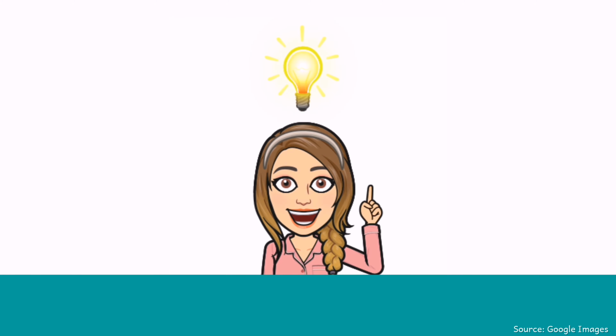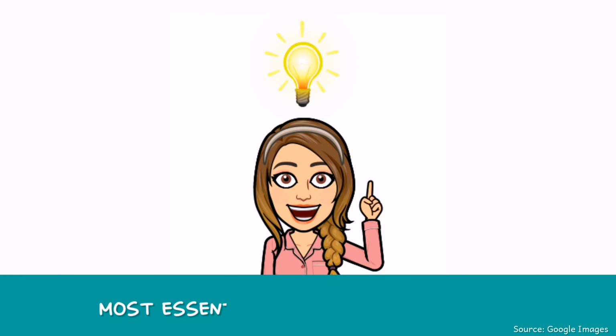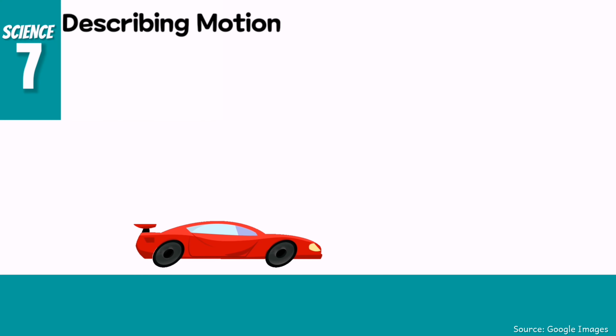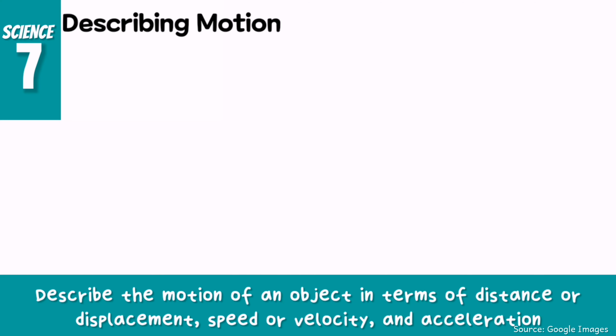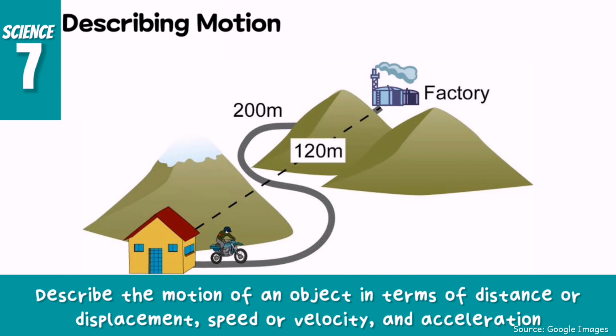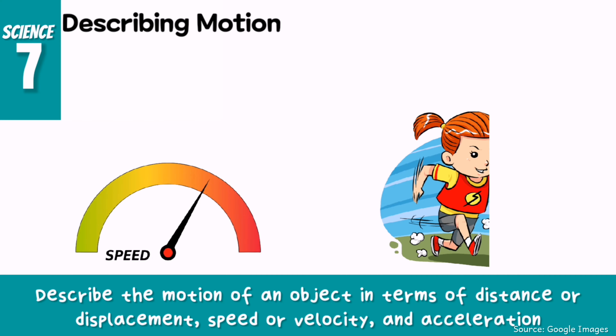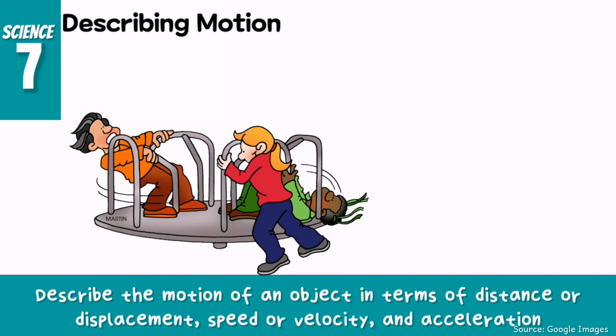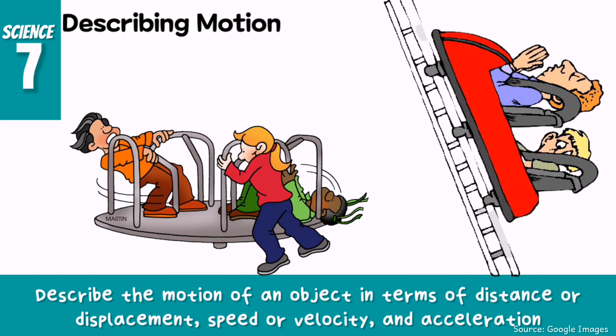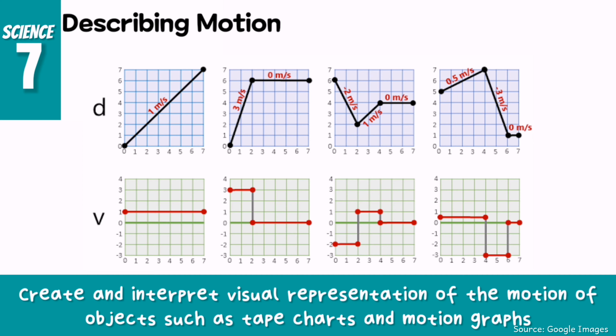To give you an idea of each topic presented, here are the most essential learning competencies for each of them. Describing motion. In this lesson, you will be able to describe the motion of an object in terms of distance or displacement, speed or velocity, and acceleration. Also, you are going to create and interpret visual representations of the motion of objects such as charts and motion graphs.